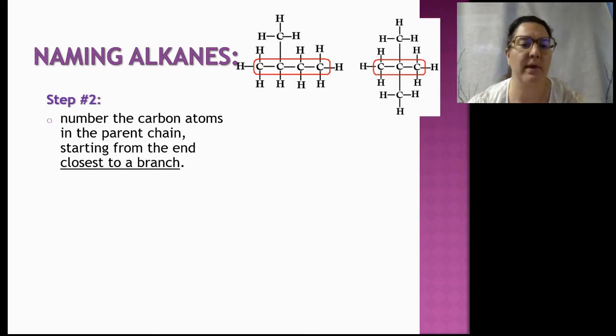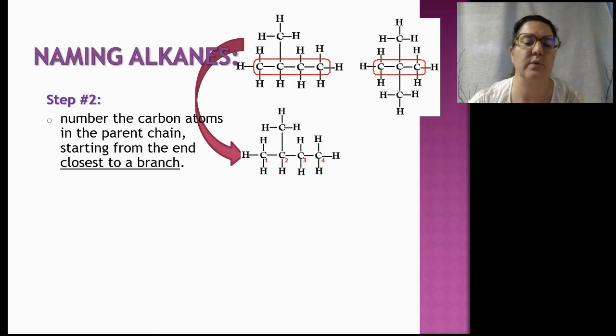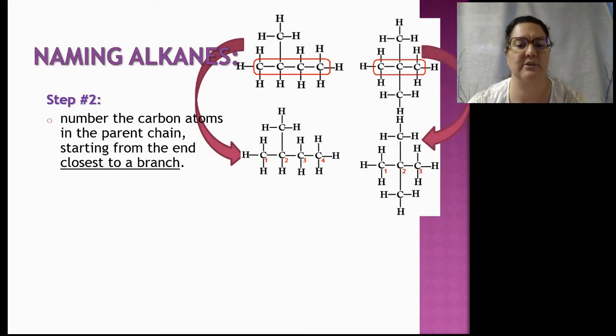We want to number the carbon atoms in the parent chain, starting from the end closest to a branch. In this one, because we have a carbon that's not part of our parent chain coming off of our alkane, we want to start numbering on the left, because then the branch can be off carbon 2 instead of off carbon 3 if we started numbering from the right. So our carbons are going to be 1, 2, 3, 4 from left to right. In our second carbon atom, it doesn't actually matter which direction we number them in because no matter what, our carbon is going to be branched off carbon 2.